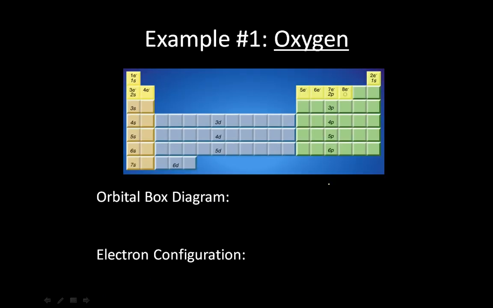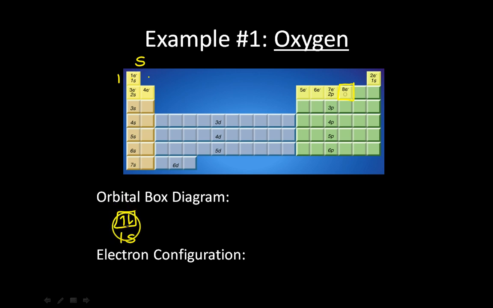Here's another example, oxygen. Find oxygen on your periodic table. It has 8 electrons. So what we're going to do is draw the box diagram first, because I think that's a little bit easier to see. So remember, each box represents 1 orbital, and each orbital can hold 2 electrons. The first box that we fill, electrons 1 and 2, belong in the 1s orbital. So we'll put 2 electrons there.